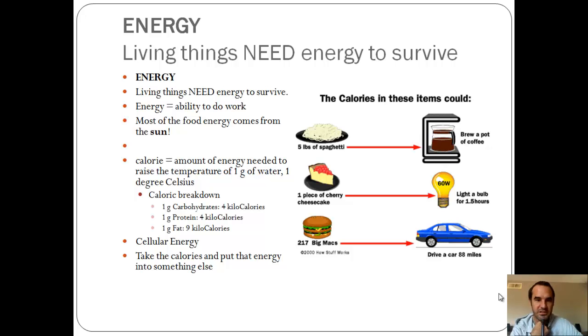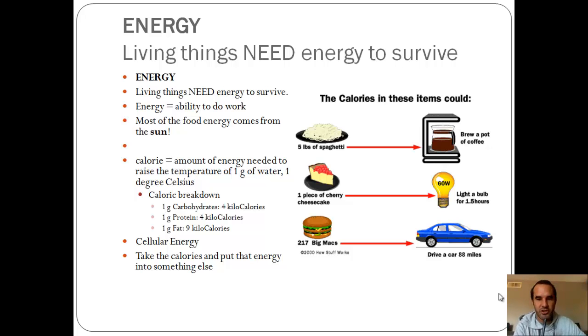Energy is the ability to do work. That would be the definition that you would have gotten last year from physical science. Most of the energy for all things comes from the sun, so most of it's sunlight. There are some bacteria that are able to harness energy from inorganic molecules.